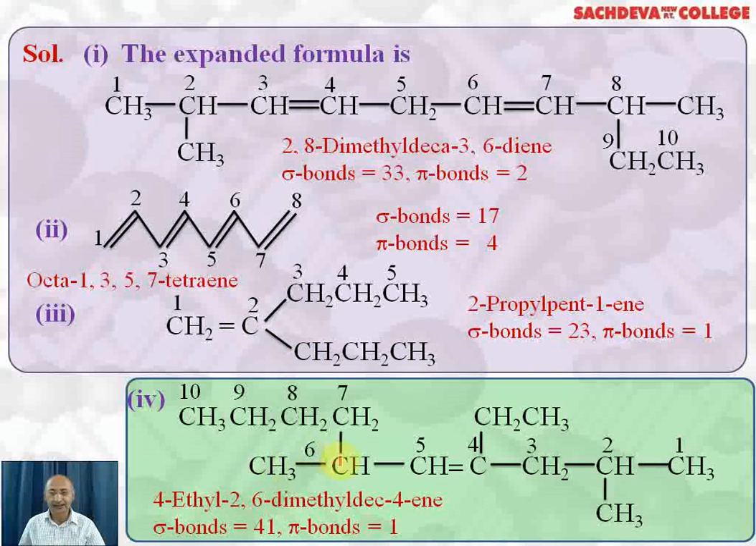Next compound we are taking. Here the longest chain we have to start from this side so that the carbon attached to the substituent gets the minimum number: 1, 2, 3, 4, 5, 6, 7, 8, 9, 10. With the sixth carbon there is a methyl group. With the fourth carbon there is an ethyl group. So first we write 4-ethyl. Then we write 2,6-dimethyl because the second and sixth carbon atoms contain methyl groups. Dec means 10 carbon atoms. After 4 there is a double bond, so we write dec-4-ene. Sigma bonds are 41, pi bond is 1.